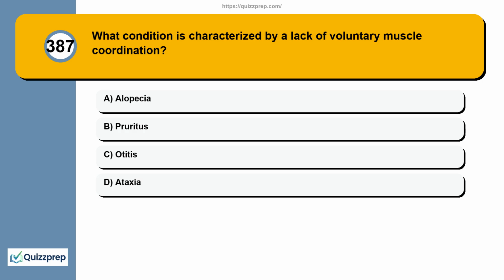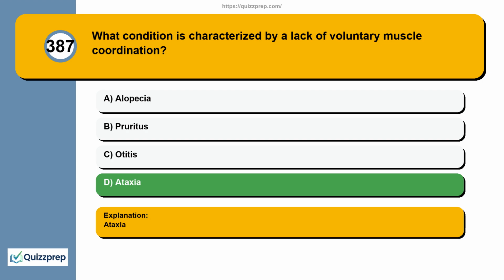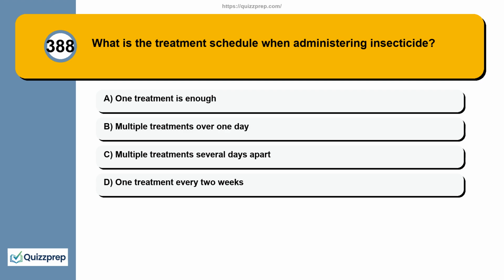Option A, alopecia. Option B, pruritus. Option C, otitis. Option D, ataxia. The correct answer is option D, ataxia. Question 388. What is the treatment schedule when administering insecticide?